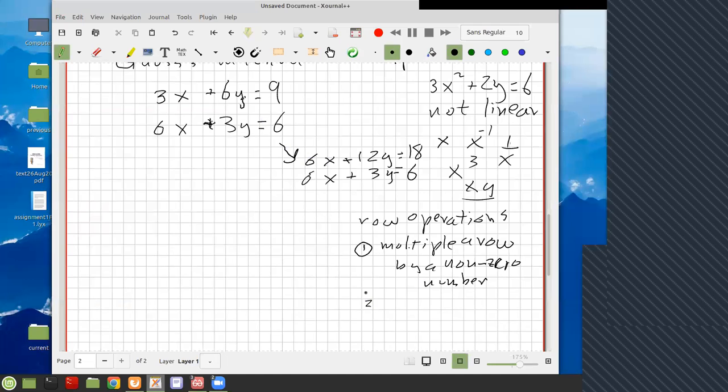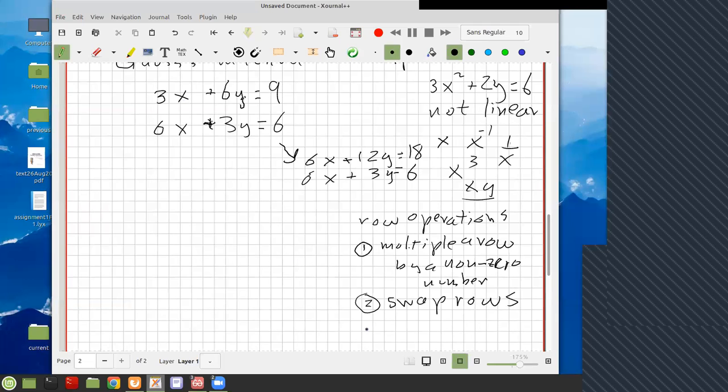The second one is I can swap rows if I wanted to. I could exchange them. This is a list. This is first, this is second. I could change the order of the rows. Okay, that's the other move I can make.